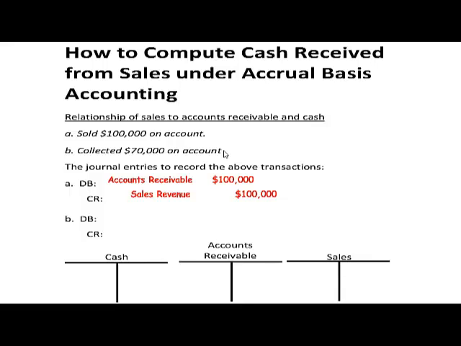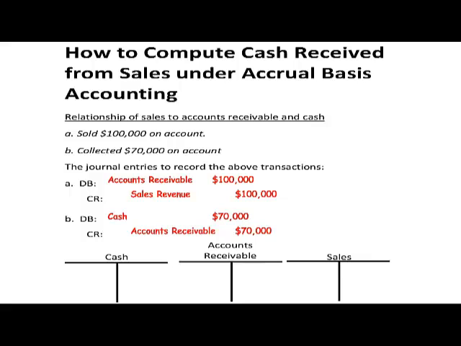Now, subsequent to transaction A, we entered transaction B, where somebody or a series of people paid us $70,000 on some of the amounts they owed us. So in this case, we're going to record this receipt as a debit to cash, receipt of cash, $70,000, and a credit to accounts receivable of $70,000 to reduce our claim on those people who had originally purchased from us on credit. So now we have two journal entries.